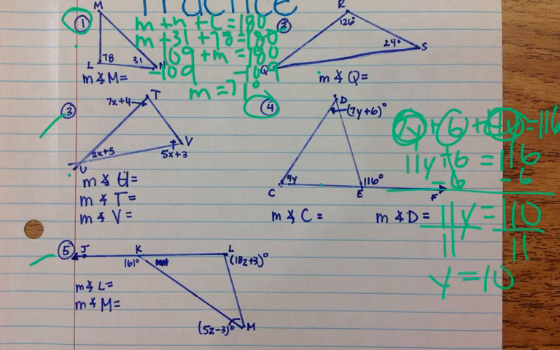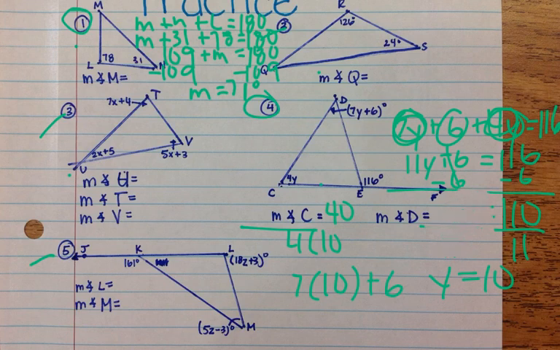y equals 10. Now I'm not done yet because I need to find the measure of angle C. Angle C is equal to 4 times 10, which would be 40. And angle D is equal to 7 times 10 plus 6, which would be 76. Actually, let me erase and make some room for myself right here. 76. So here's my answer. All right, so you now need to do number 5, and that is it for notes. You have plenty of time in class to finish this, and the rest will be for homework.